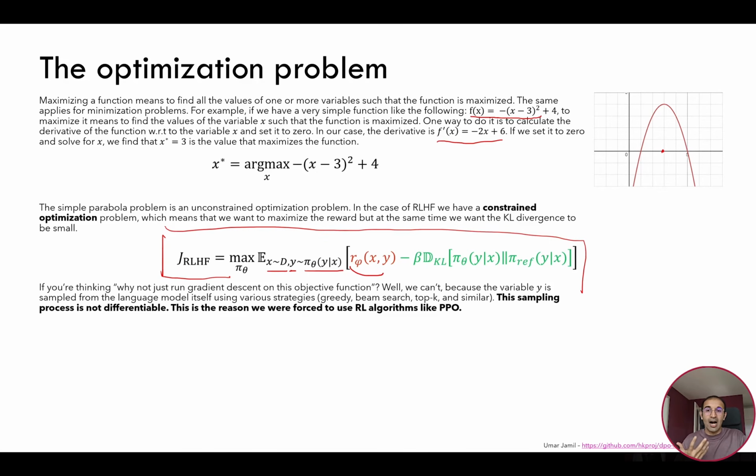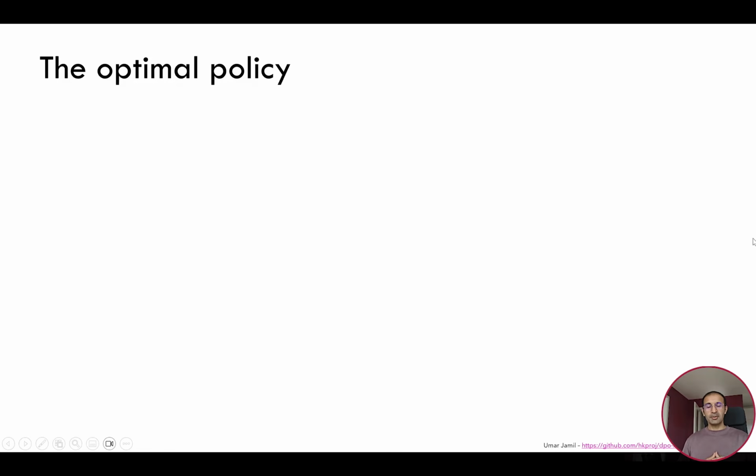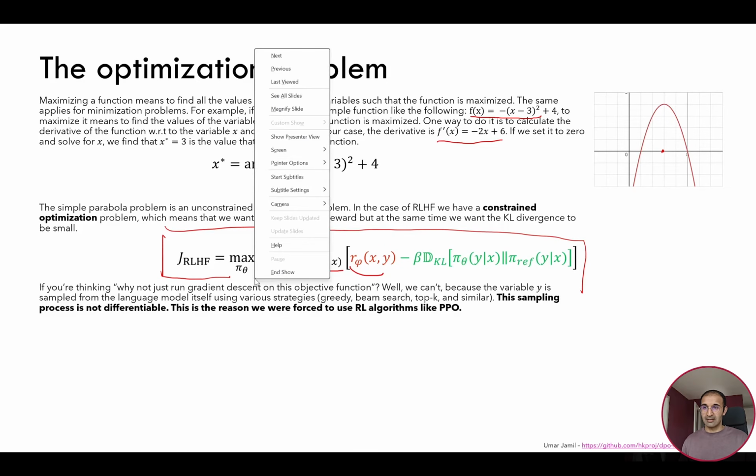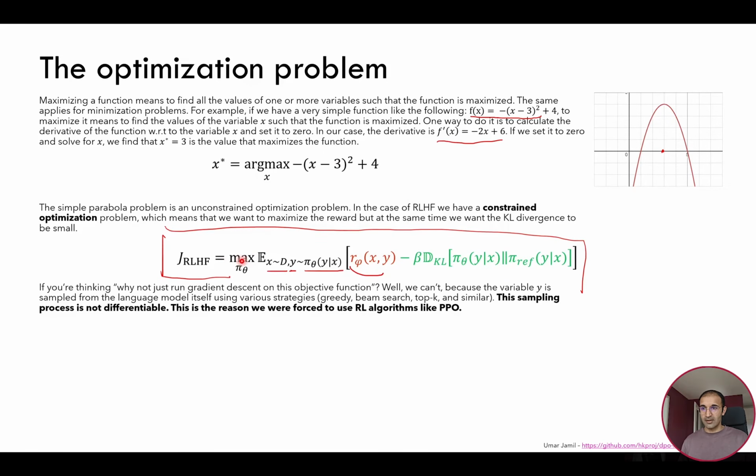Now let's see how DPO handles this. In the DPO paper, they start with a very simple introduction to the reinforcement learning objective. As we saw before, the reinforcement learning objective is to select a policy that maximizes the expected reward when using this policy. The policy is the language model, and at the same time it puts a constraint on how much this policy can change during this training, this optimization.